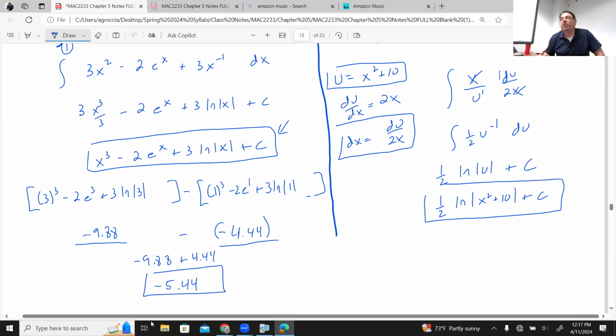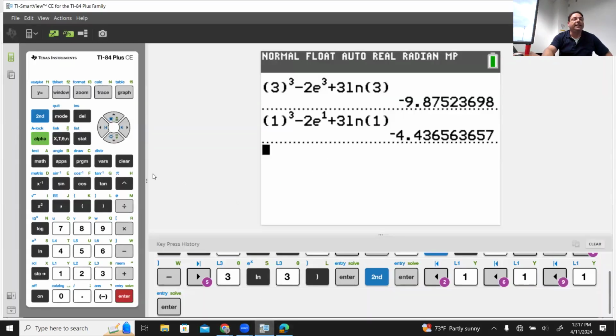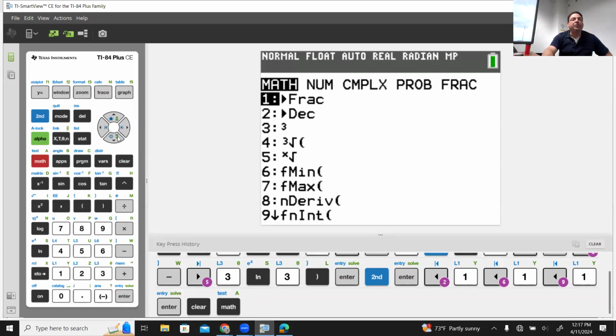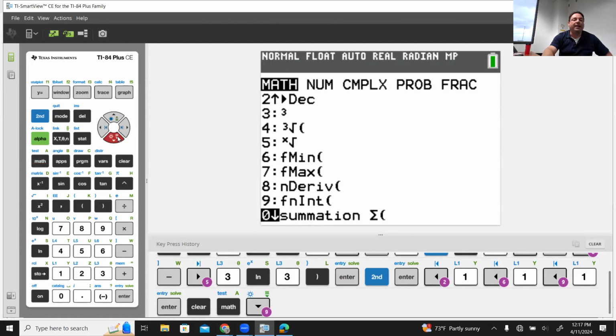Now, all this work, what if you messed up? Is there a way to check it? And the answer is yes. Because we have numbers now, we can do the whole thing in the calculator. So let me show you how. So we did it by hand. Let's check it. So in the calculator, you're going to press math, math, math. And you're going to go down to number 9. Number 9 says function integral. So choose number 9.